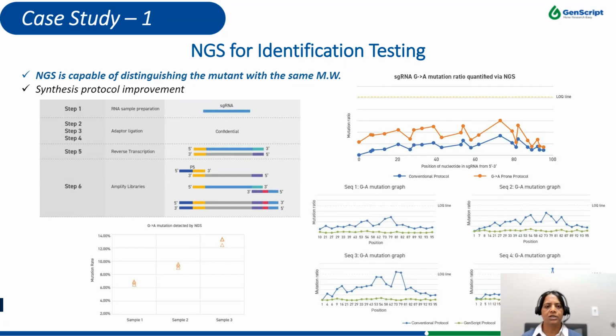And this demonstrates that NGS is a more powerful analytical method than mass spectrometry in identifying the G2A mutation and difference, guiding us to upgrade our manufacturing process.